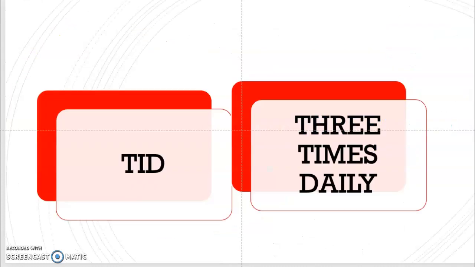So the first question we have here is the abbreviation of TID. TID stands for 3 times daily. And I'm going to give you an example of the TID. Maybe the doctor may want passive range of motion to the right upper extremity, TID. So that's an example of how TID is used. It means 3 times a day.